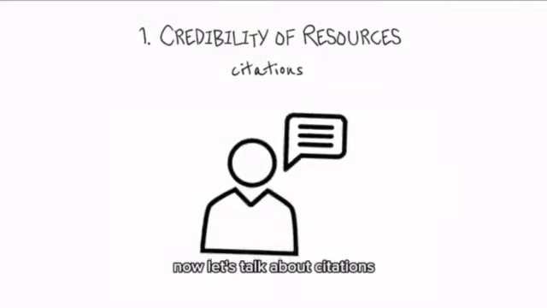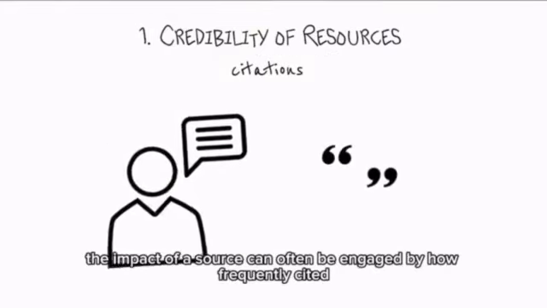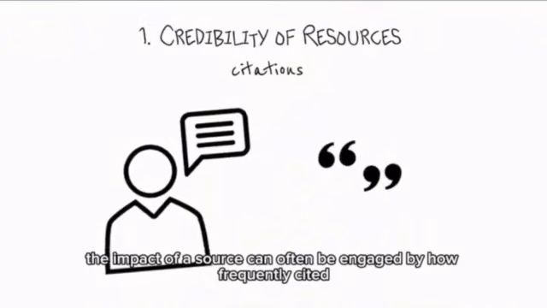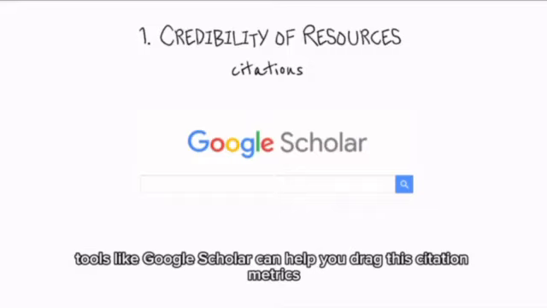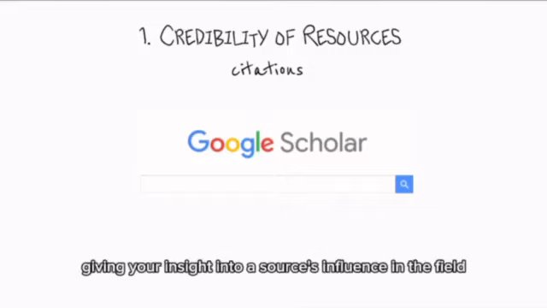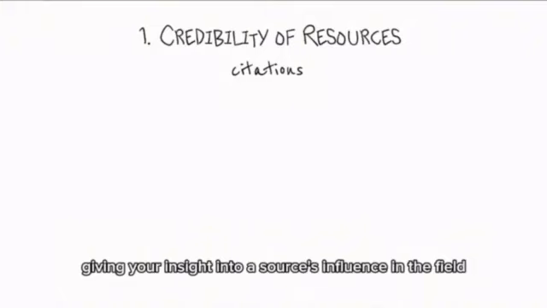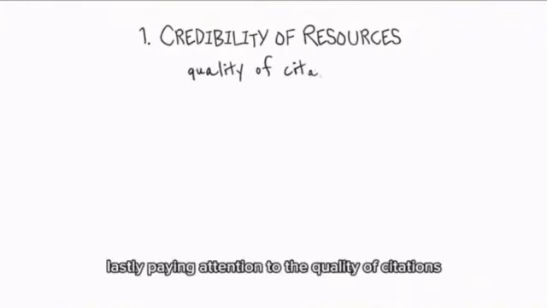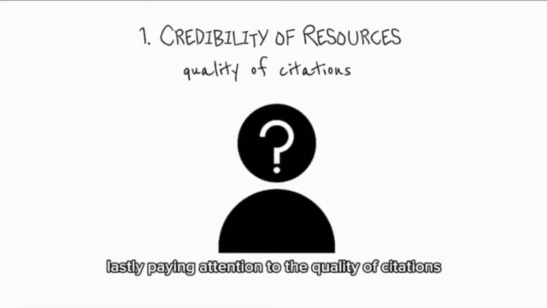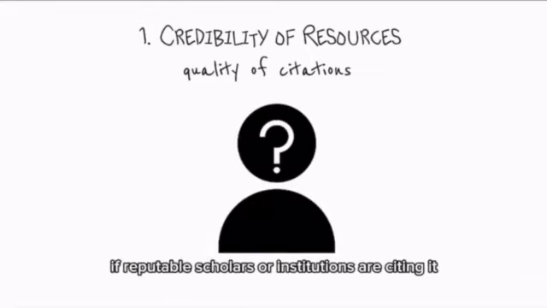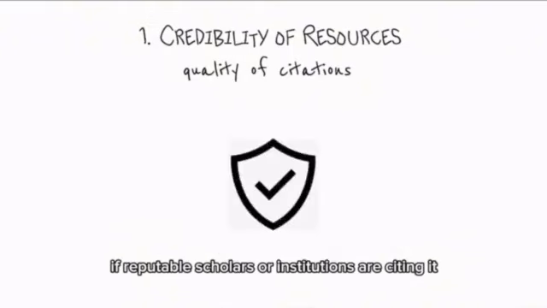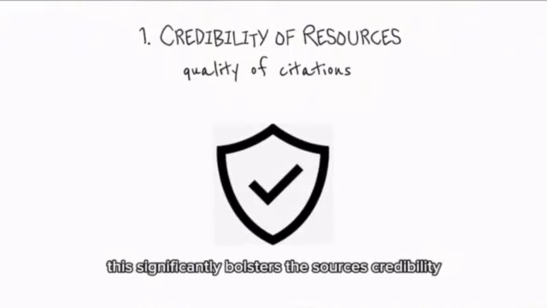Now let's talk about citations. The impact of a source can often be gauged by how frequently it's cited in other scholarly works. Tools like Google Scholar can help you track these citation metrics, giving you insight into a source's influence in the field. Lastly, pay attention to the quality of citations. Look at who is referring to the work. If reputable scholars or institutions are citing it, this significantly bolsters the source's credibility.